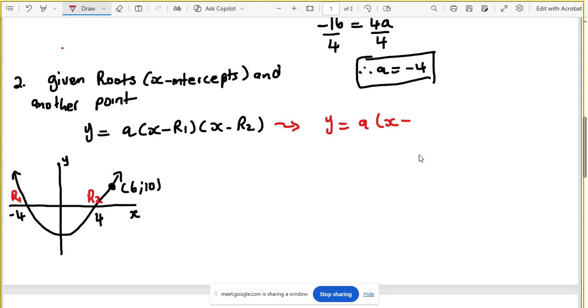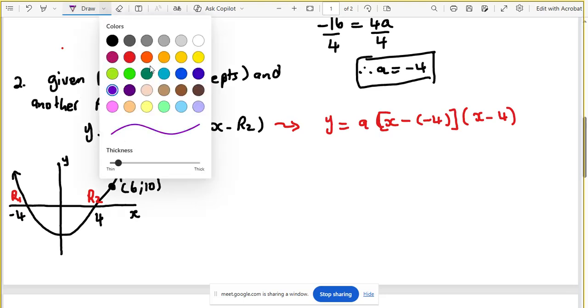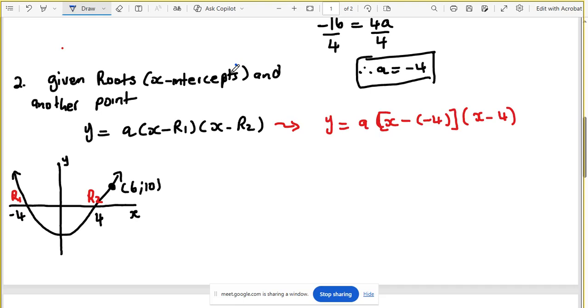But root 1 is negative. You need to put it inside the bracket. This is very important. Then this is multiplied by the second one, which is x minus root 2, which is just 4. Okay, so now, remember, last time I said that the a will multiply what? Everything inside these two brackets. So the a multiplies everything inside. That's what we talked about.